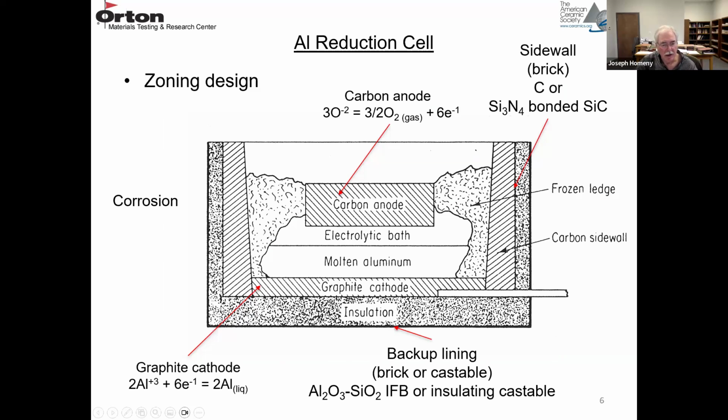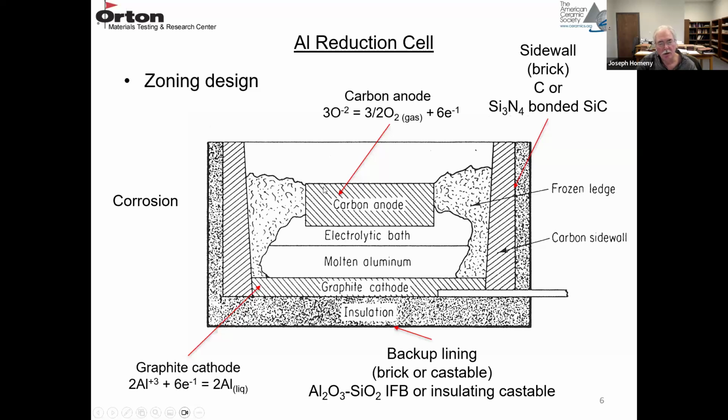The backup lining, the insulation, is usually in brick or castable form, and it's an alumina silicon material. Could be an insulating fire brick or an insulating castable. The inner lining is composed of the graphite cathode, and the sidewalls can be carbon. They can also be silicon nitride bonded silicon carbide. And the main issue here is corrosion from the cryolite bath. So the cryolite bath is sitting on top of the molten aluminum.